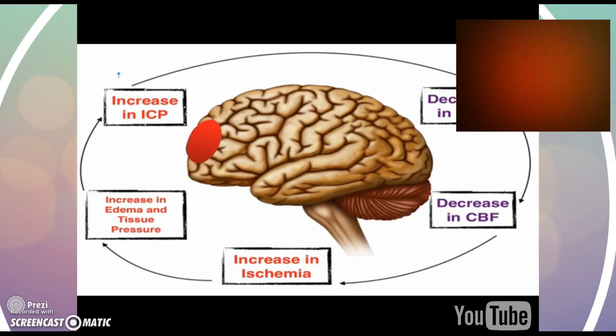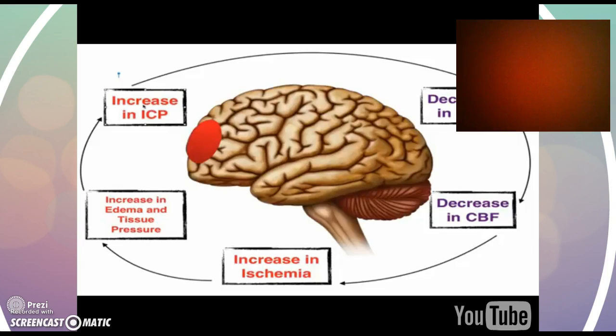In combination with a decrease in cerebral perfusion pressure and cerebral blood flow, we get an increase in ischemia. As that occurs, we also see an increase in edema and tissue pressure. And then the cycle continues as we increase intracranial pressure more, and that starts the cycle again and again.